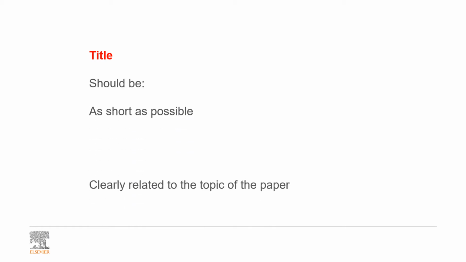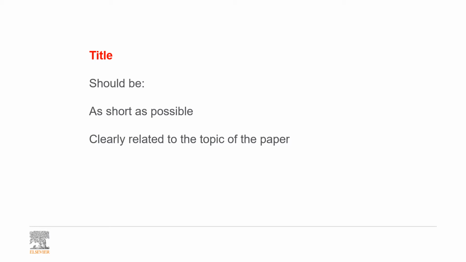First of all, and we'll run through this in order, the title should be as short as possible, and it should also clearly be related to the topic of the paper. Try not to be too clever, literary, or obscure. Also try to put the vital information about the study at the beginning of the title.